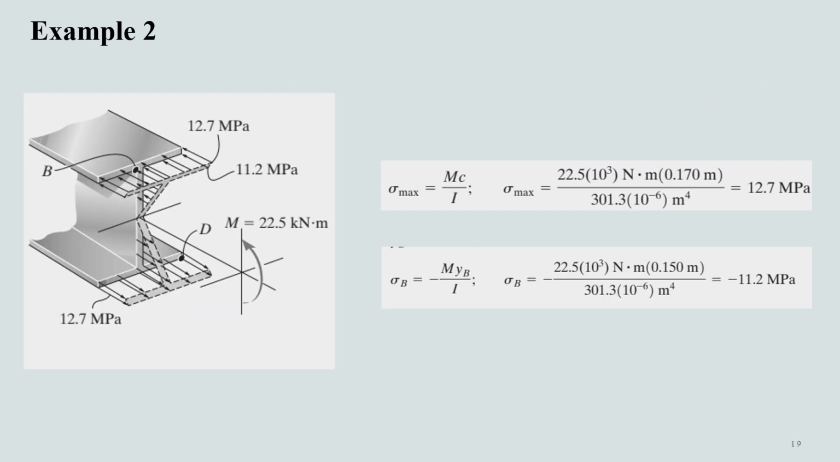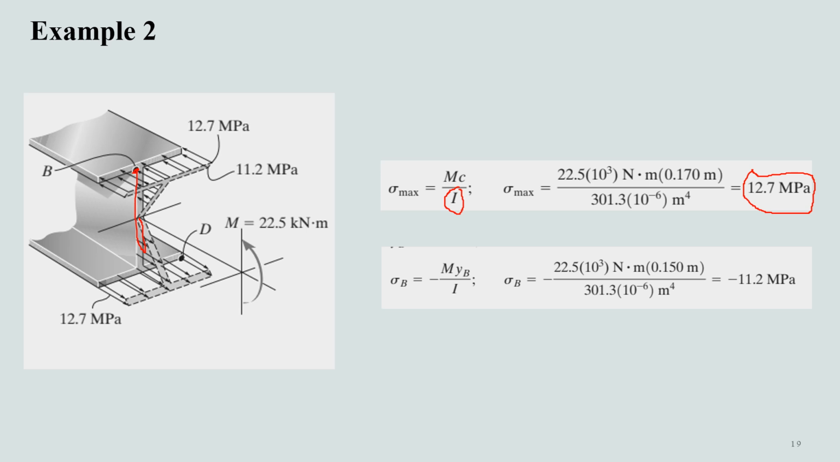We already know the moment of inertia, we know the distance from the neutral axis to the outermost point, and we know the maximum bending moment, and thus this is the value of the maximum stress. We also need to determine the stress at the location of point B here. So how can we do that? YB, the distance of this point B from the neutral axis, is 150 mm.